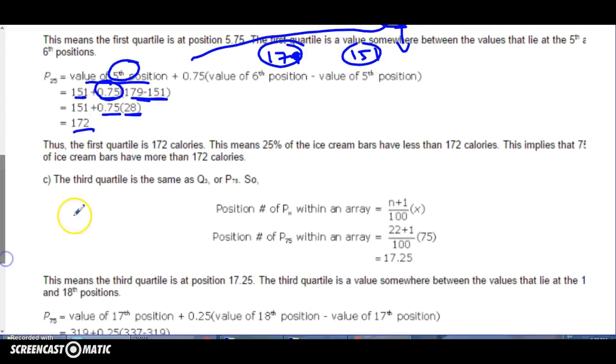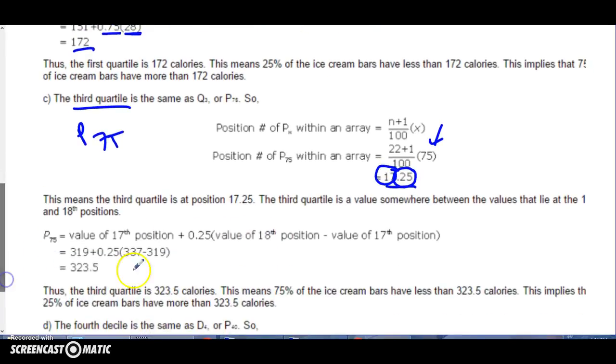The only thing you have to be careful about here is that the third quartile means P75. So now I'm at the 75th percentile. When I put my x in, I'm here at 75 and I get 17.25. So I'm past the 17th point, 1/4 of the way to the 18th point. If we go back and look at the data, the 17th point is 319 calories, and the 18th is 337. I'm 1/4 of the way between them. If I subtract these two, I get 18, and I'm a quarter of 18 between them. Then I figure out what that is and I total to 323 and a half.